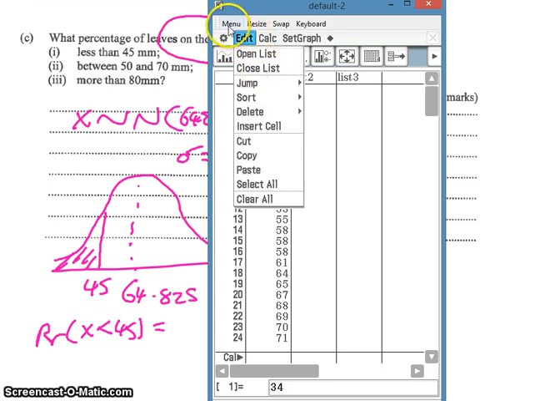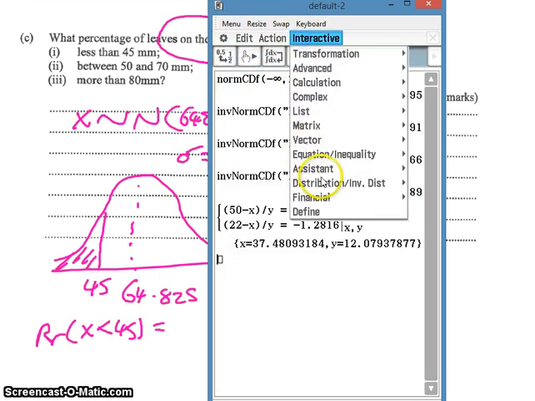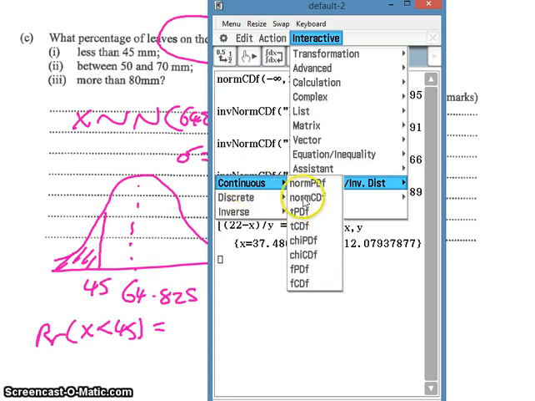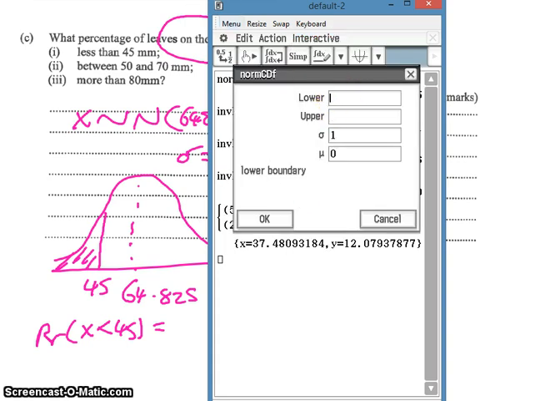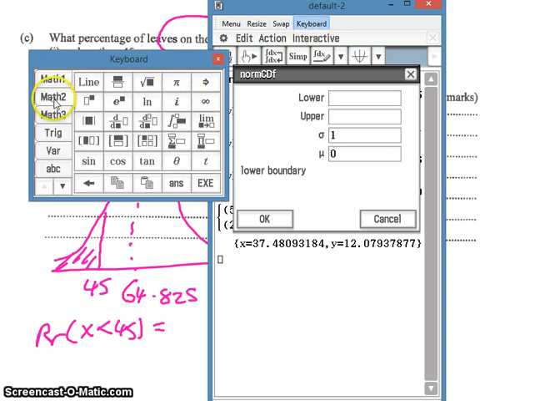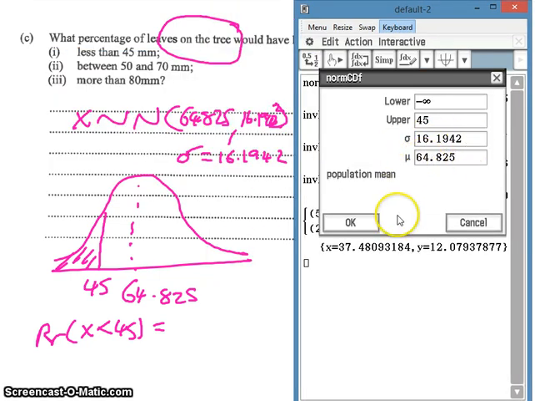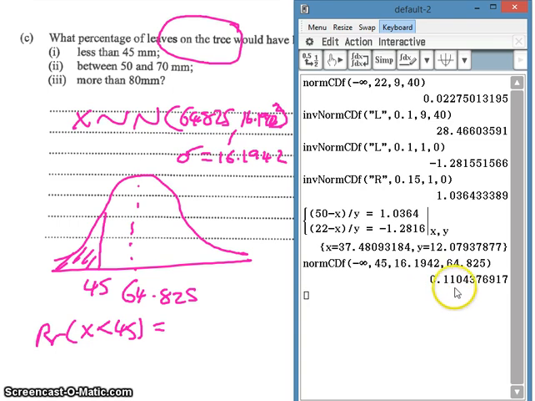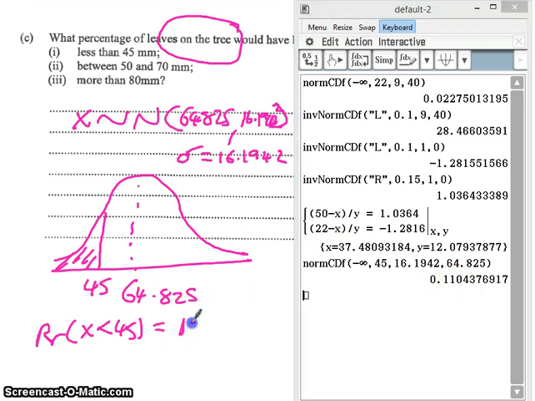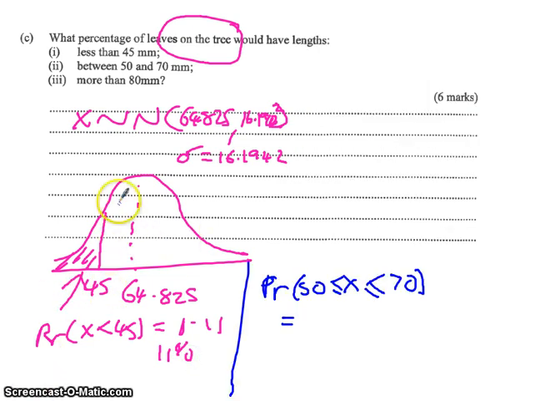and just go back to your main screen and normal distribution. So distribution, continuous, norm CDF, lower bound is negative infinity, so we'll pick that up there. So negative infinity to 45. Our standard deviation is 16.1942, mean 64.825, so there we go, it is 0.11, so 11% chance that it's below there.